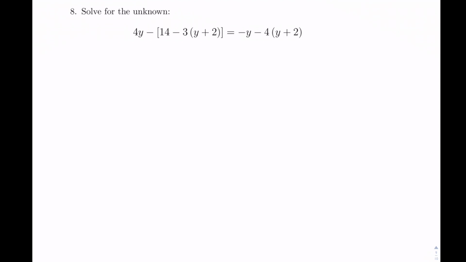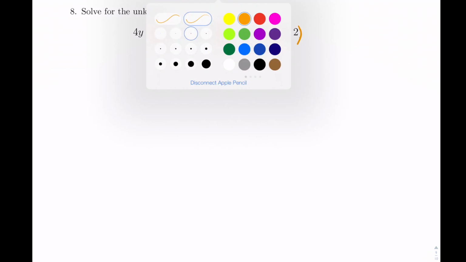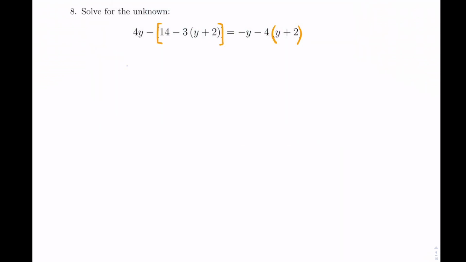So we have these brackets right here, and we also have some brackets on the right-hand side. So these ones right here. So let's simplify that as much as we can first. So we have the 4y minus 14.